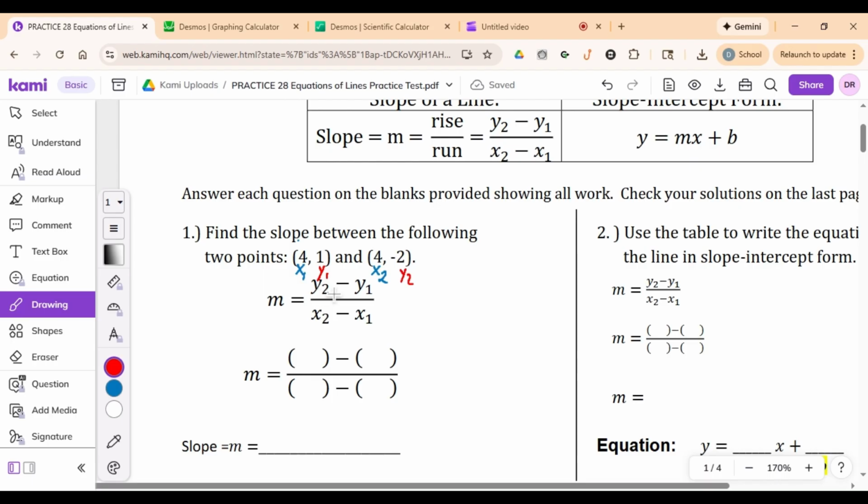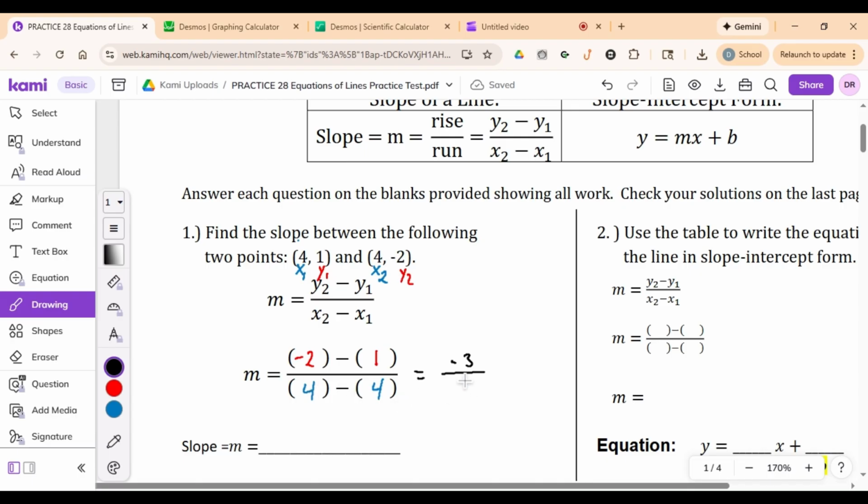In our formula, it starts with y number 2. So we'll look over here. Y number 2 has a -2. Minus y number 1 is the next spot, and y1 is lined up with a +1. Your x values, x number 2, your second x is 4. So we'll put a 4 here. Your first x, the last spot is x number 1. That's also 4. If you were to calculate this yourself, the numerator, -2 minus 1, is -3.